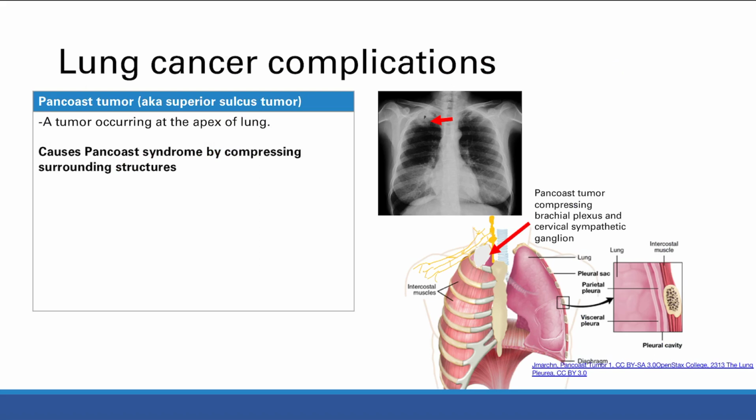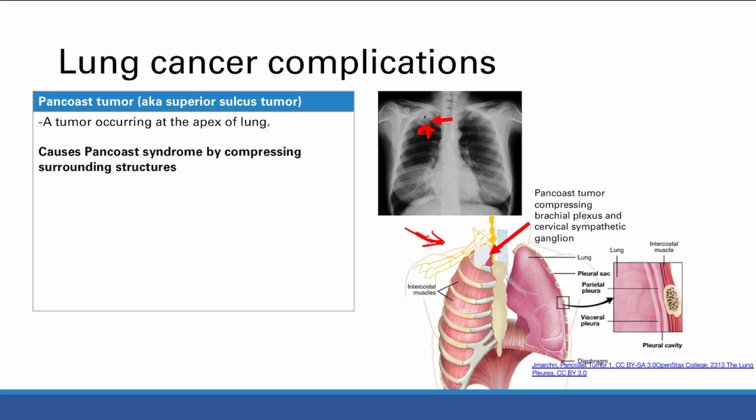First complication is a Pancoast tumor. This is when you have a lung tumor at the apex of the lung. And the problem with this is it's going to cause a Pancoast syndrome by compressing surrounding structures. And we're going to take a look here. Well, this is the tumor at the apex of the lung imaging. But we're going to see the surrounding structures here.